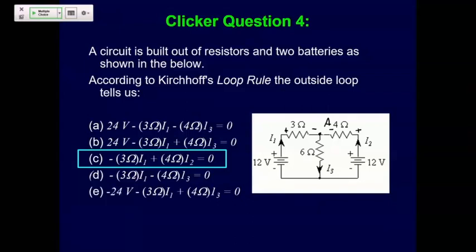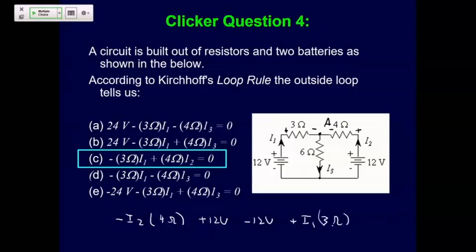And so if I start at point A and go clockwise, I would get negative I2 times 4 ohms, and then I get a positive 12 volts. I come over to here, and then I get a negative 12 volts from the other side, because I come to that negative sign first, and then a positive I1 times 3 ohms. And again, that equals 0. And so the 12s cancel out, which is nice. And so I get negative I2 times 4, which is what we have here, and I1 times 3.